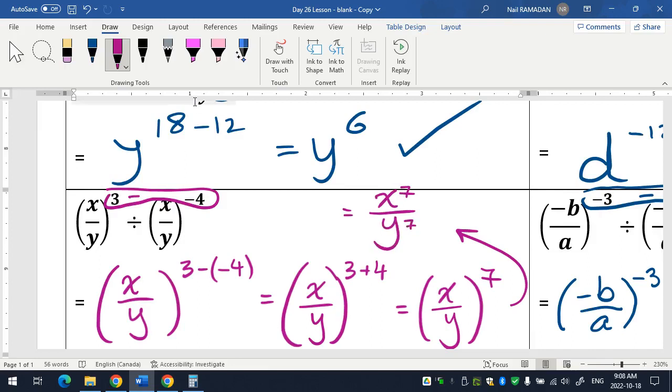Hamad, do you need brackets? No. Do you have any negatives? No. We only need brackets if we have negatives. Done. That's today's lesson.